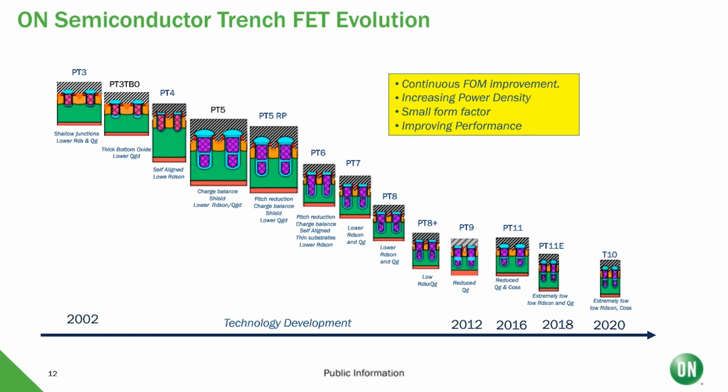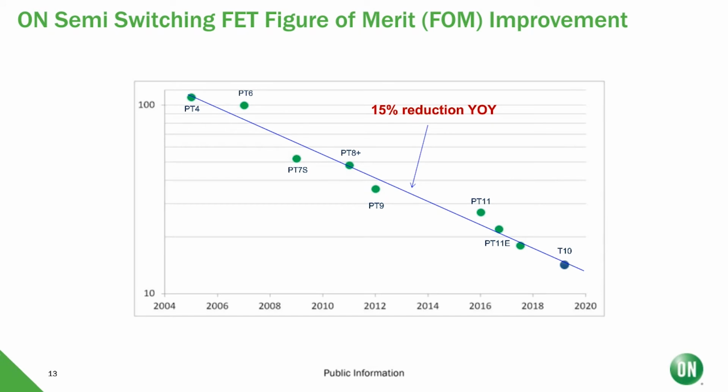In this chart, I am showing quantitatively what we're seeing as the improvement from one generation to the next. You can see from PT4 to PT6 to PT7, and if we plot a line on it, we're seeing about on average 15% reduction in the figure of merit. The figure of merit is basically a product of RDS(on) and the gate charge.